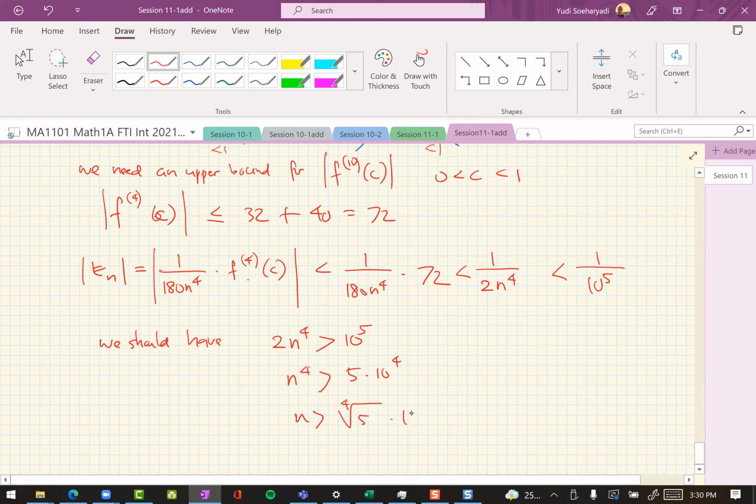This is just 10. Okay, so this is, let's see, what is this? A fourth root of 5. Compute using a calculator if you can. 2 less than 2. 1 something.